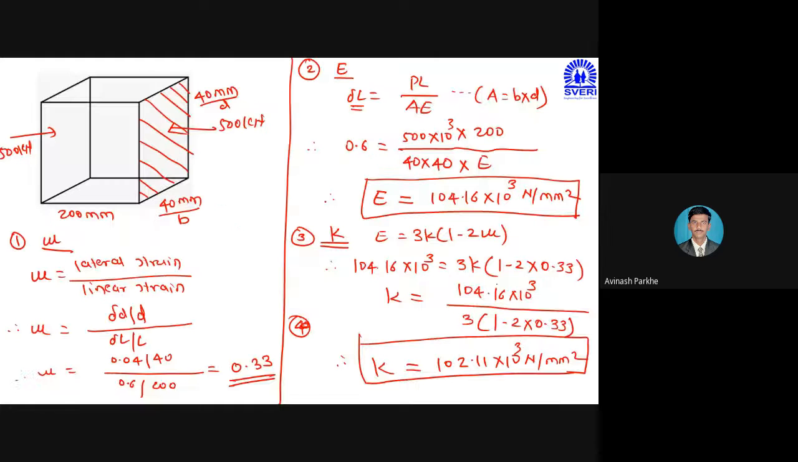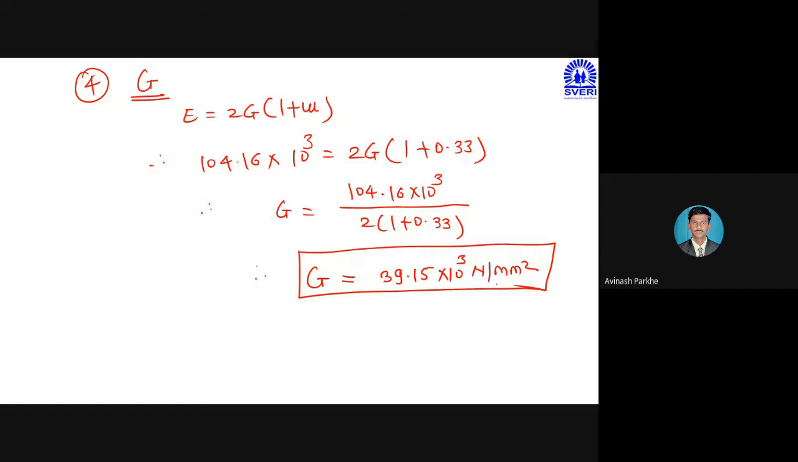Please check the value of E, 104.16 into 10 raised to 3. Then bulk modulus K by using the relation of E and K. We have derived it: E is equal to 3K in bracket 1 minus 2 mu. We have kept the value of E, we have kept the value of mu and calculated bulk modulus K. Then the second relation we have derived: E is equal to 2G in bracket 1 plus mu. E we have kept, the value of mu we have kept, and we have calculated the modulus of rigidity, which is also called the shear modulus.